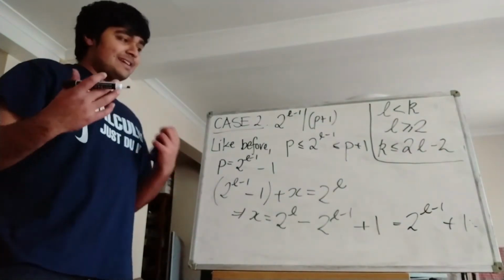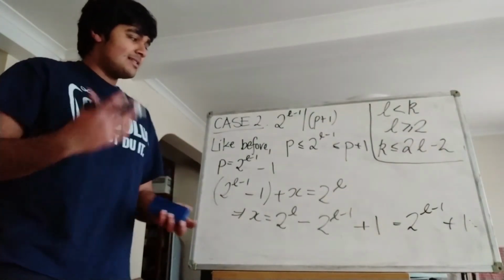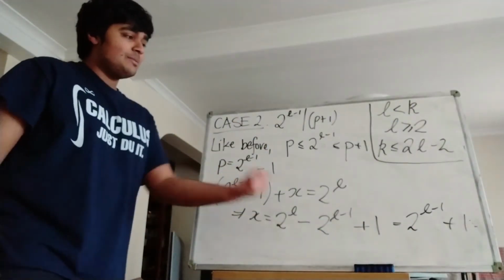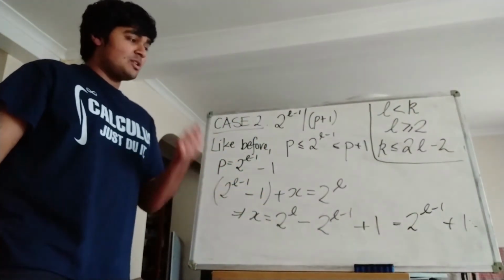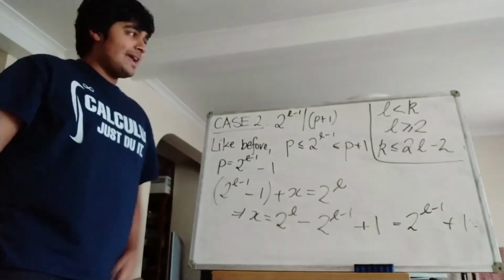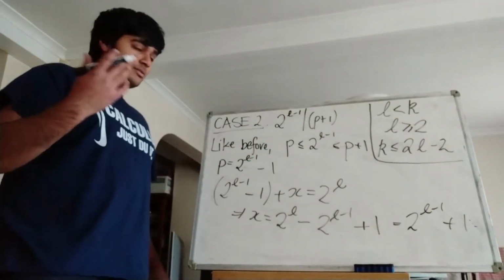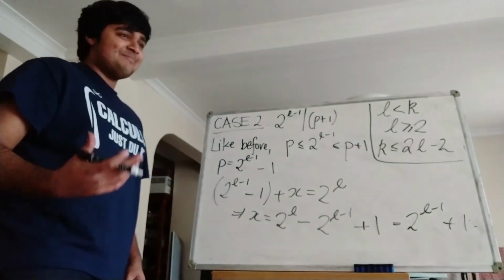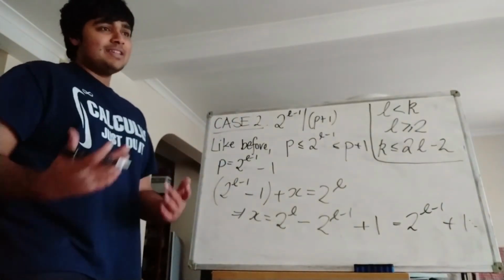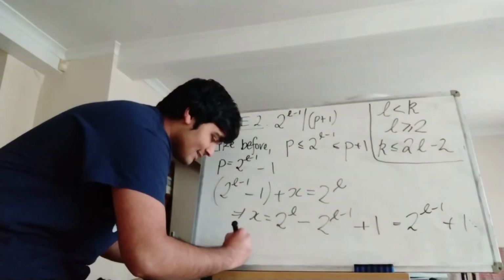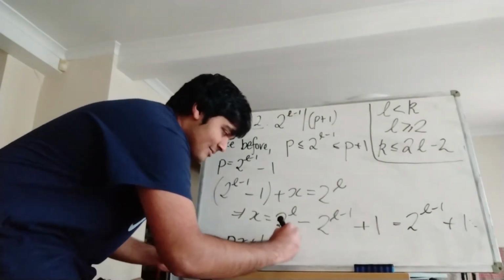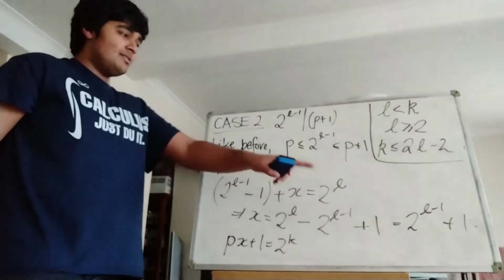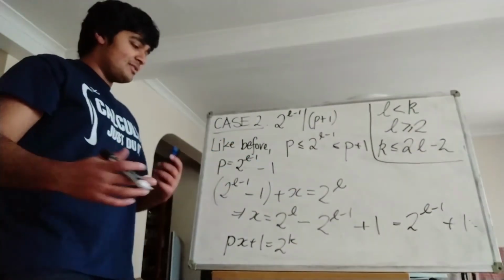Now we have what p and x are in terms of 2^(l-1), and we can then derive an equality between l and k, because we know that px equals m. So px equals m, and we know that m + 1 equals 2^k. So px + 1 equals 2^k, remember. But what's p times x? Well, it's (2^(l-1) - 1) times (2^(l-1) + 1), so the difference of two squares.